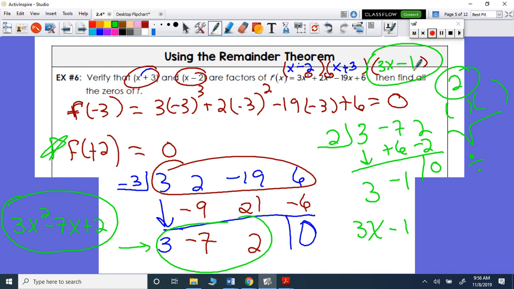So could you do the 2 first and then substitute for the -3? You could, I think, if I understand what you're saying. Yep. But the question said find all the zeros. I needed that to find the zeros. All the zeros then would be 2, -3, and 1/3. And you should expect 3 zeros from the cubic.